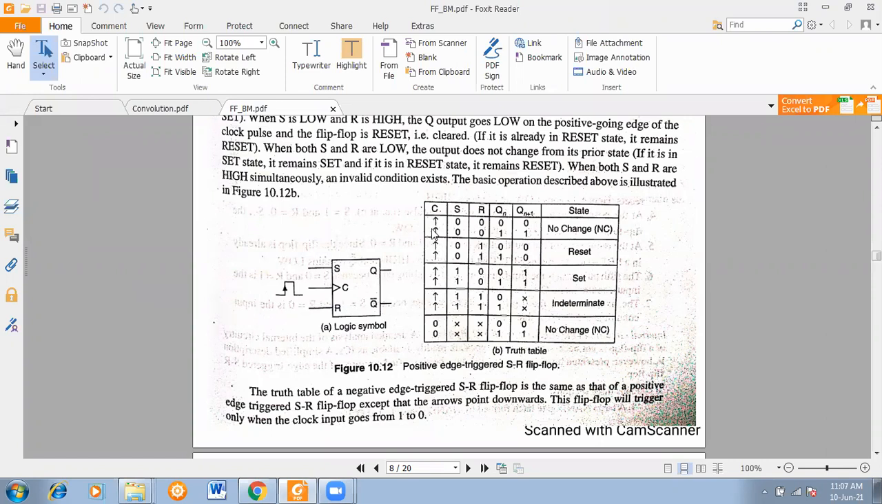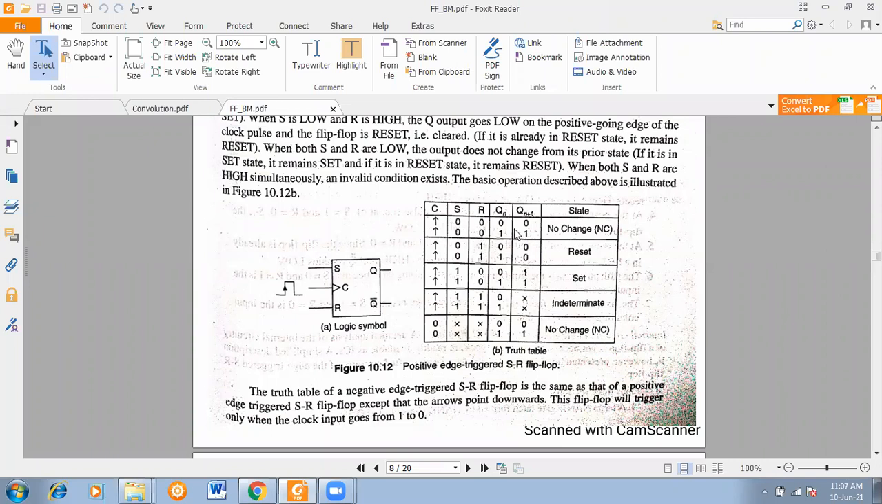So the clock is present. Previously we applied the enable input. From right now onwards we will use the upper arrow or down arrow. Upper arrow means it's a positive edge trigger. For SR, the other conditions are the same. Your clock is present. Look.